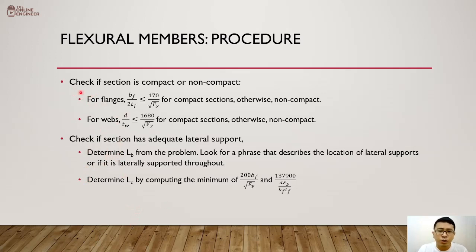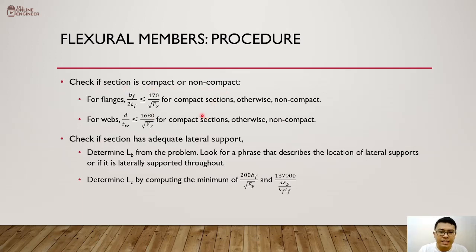So number one, we check if the section is compact or non-compact. For the flanges, it's BF over 2TF less than or equal to 170 over square root of FY for compact sections. Otherwise, it is non-compact. So we take note of this limit. For webs, we consider D over TW less than or equal to 1680 over square root of FY for compact sections. Otherwise, the section is non-compact. So first we check if the section is compact or non-compact.